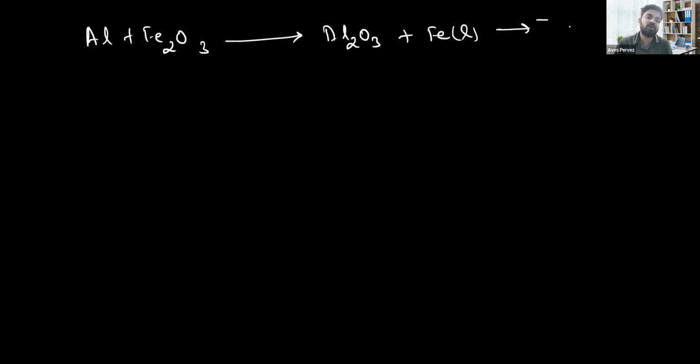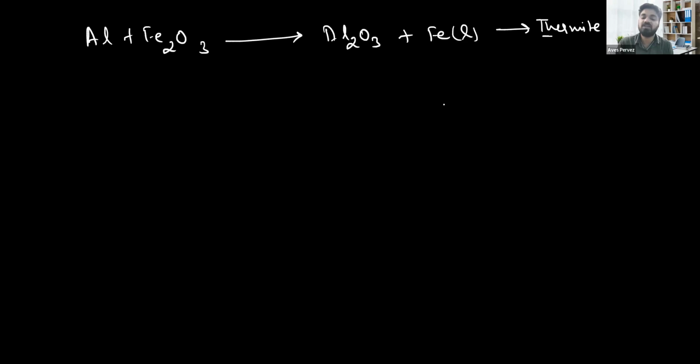This is called the thermite reaction, the reaction of aluminium with Fe2O3 to give Al2O3 plus Fe in the liquid state. This is called the thermite reaction, dear students.